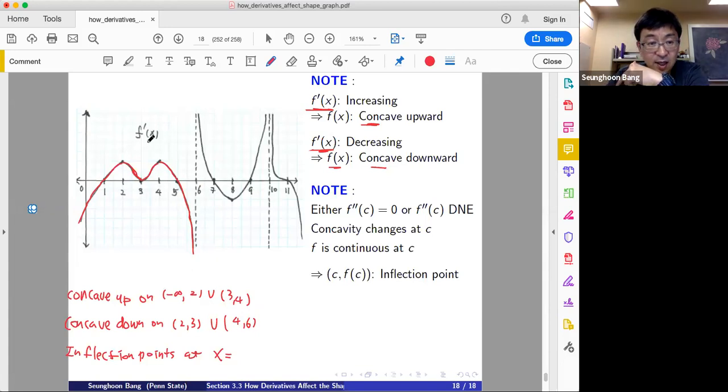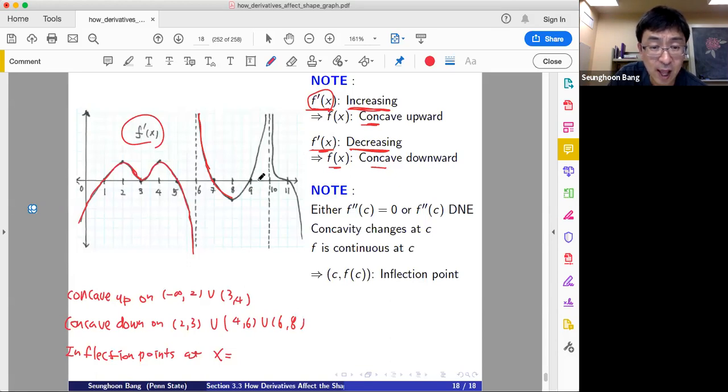So let me see. This is f prime, not f. Only check whether f prime of x is increasing or decreasing. So what's that, 6 to 8? This is f prime. Decreasing or increasing? The graph is decreasing, right? Really, because it's not concave up. This is f prime. Decreasing. What does it mean? Concave down, 6 to 8.